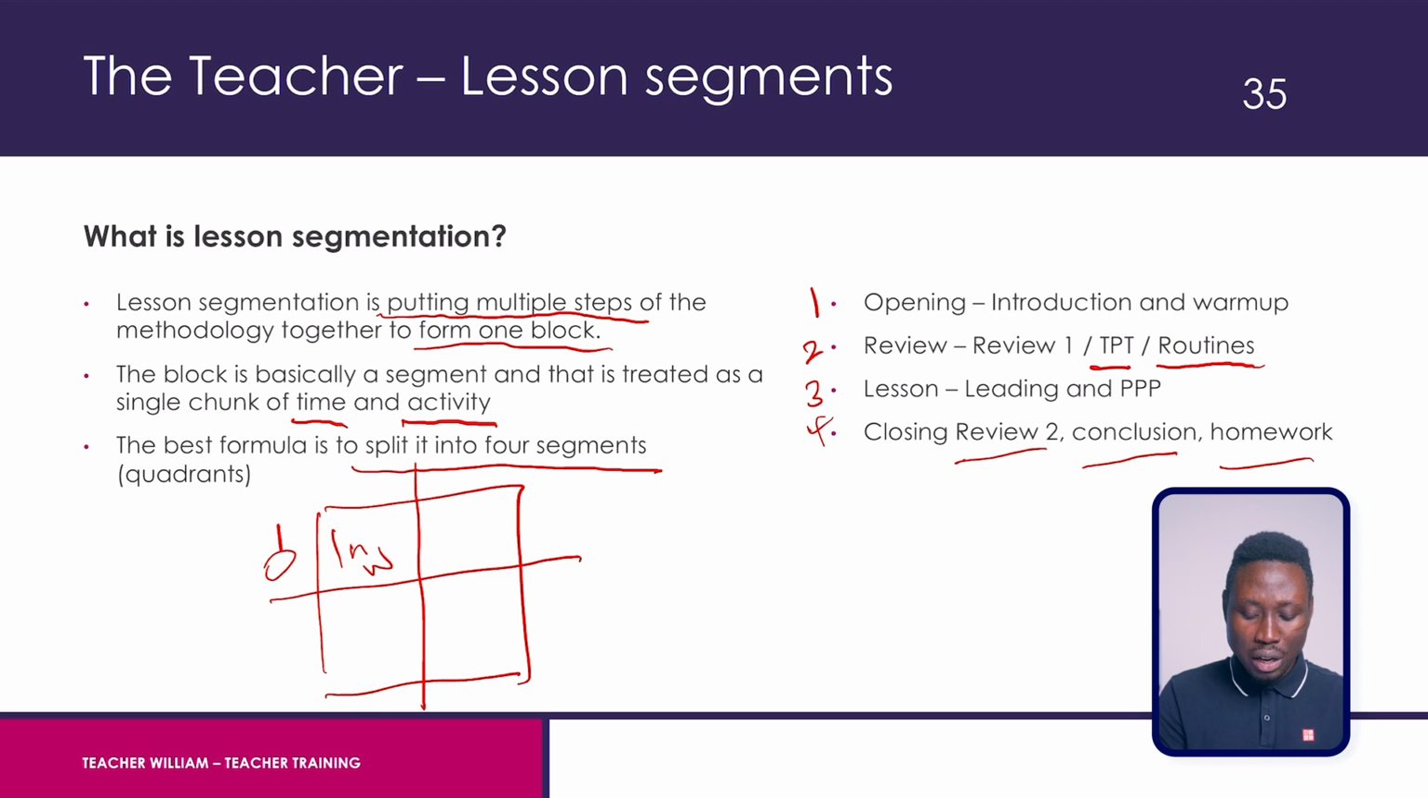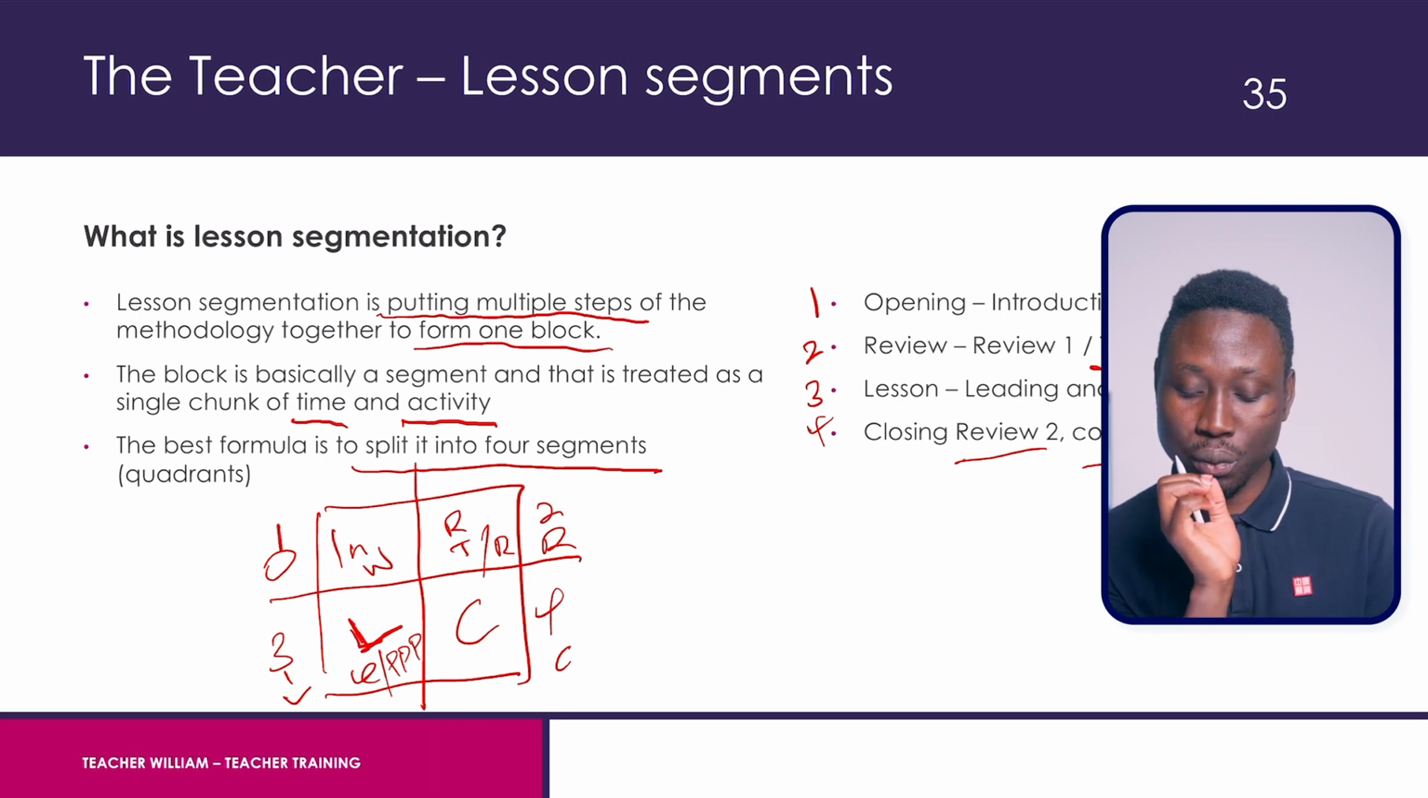And then number 2, I'm going to do my review. In the review, I'm going to either do the normal review, I'm going to do TPT, or if I have some other routines, I'm going to do it in the second segment. Now, when it's getting to this third segment, I know that this is my main lesson for today. That is where my lead-in and my PPP comes in. This is my third segment, my main lesson. And the 4th aspect, when I'm done with my main lesson, I know that the next thing that is coming, number 4, is my closing.